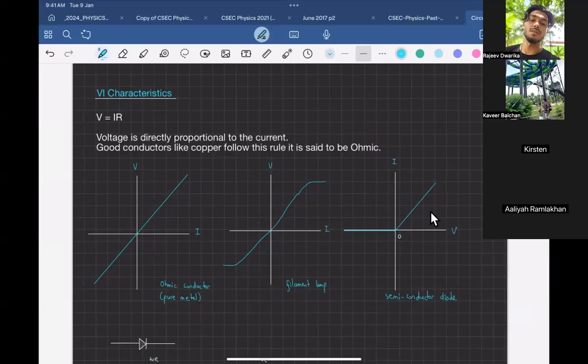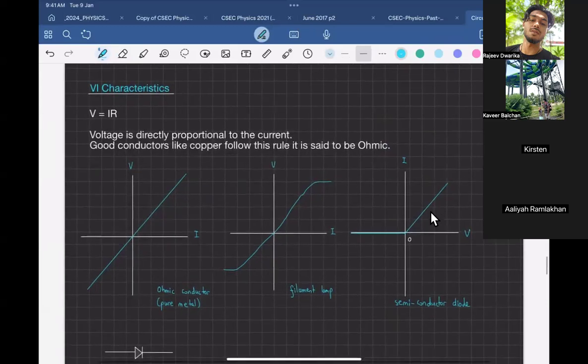So graphs 1 and 2 are examples of conductors. They're just different kinds of conductors. They're not perfect conductors like metal. Metals aren't perfect, but they're good, close to perfect, right? So you all are required to know these three graphs at this level. So copy down VI characteristics.